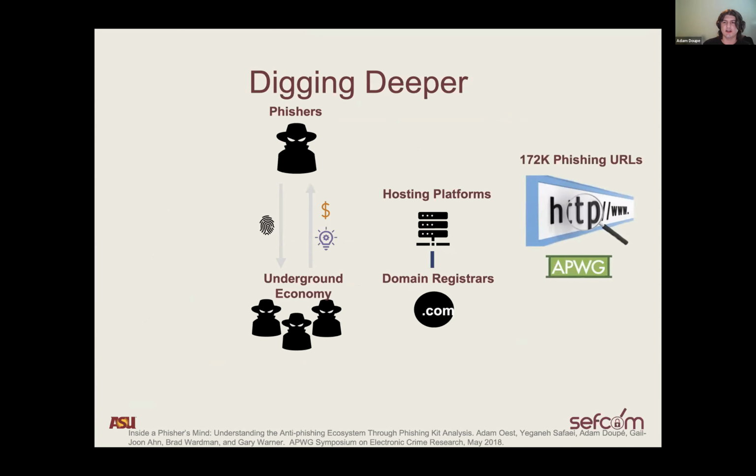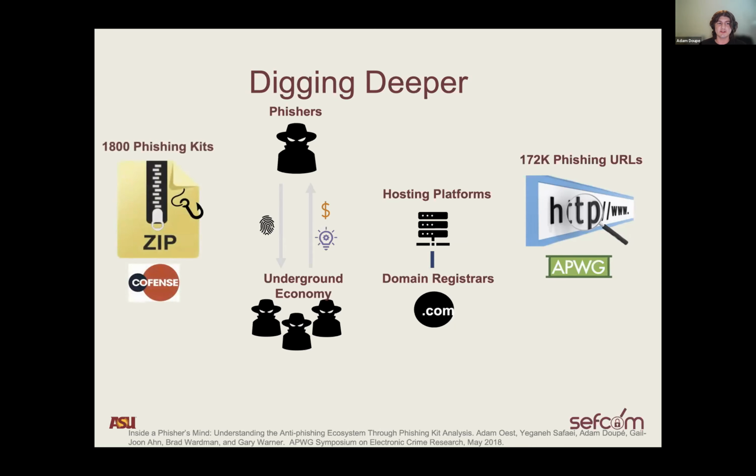So what we did is try to understand, as a first step, the hosting platforms and the domain registrars that host these phishing kits. We worked with the APWG, the Anti-Phishing Working Group, and got access to about 172,000 phishing URLs. In addition, we were also able to access about 1,800 phishing kits. This was the actual server-side source code of phishing kits that allowed us to see what phishers were doing.